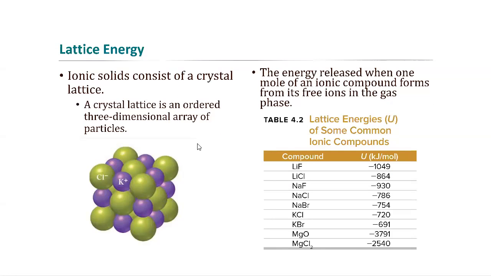And so we can quantify this with something called lattice energy. Lattice energy is the energy that is released when a crystal lattice forms, like what we saw in the video. So when we go from raw materials to ionic compound, lattice energy represents the amount of energy that is released in that process.